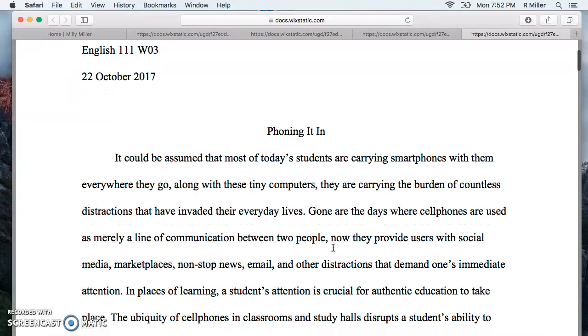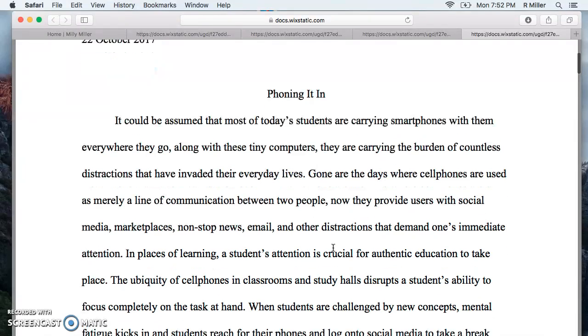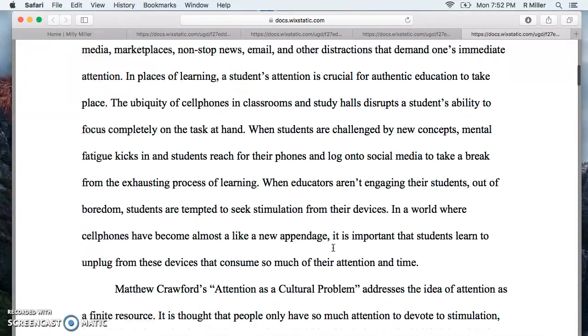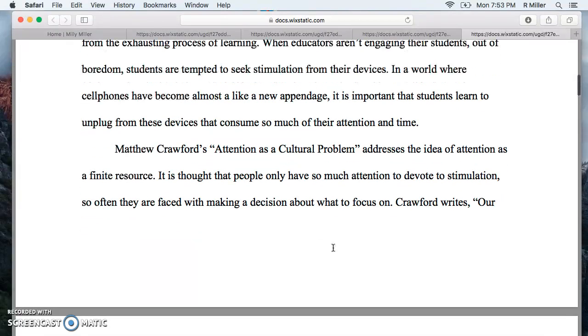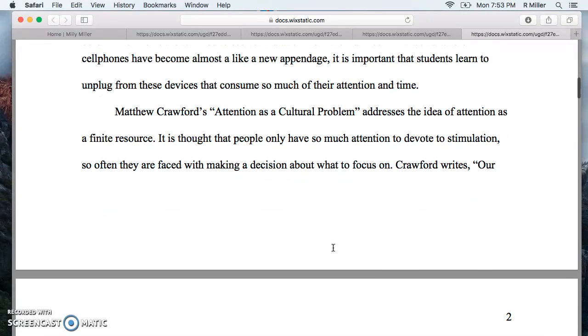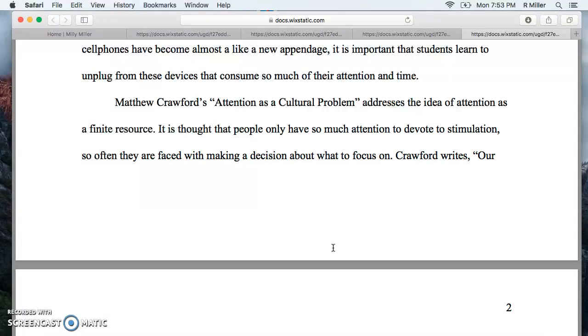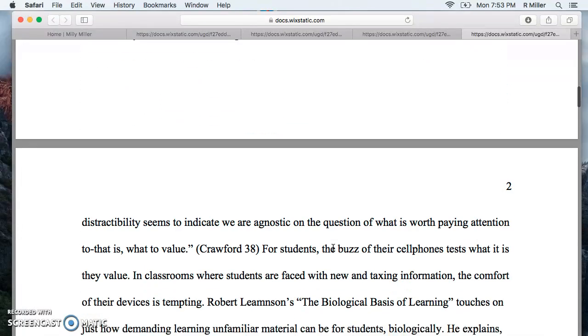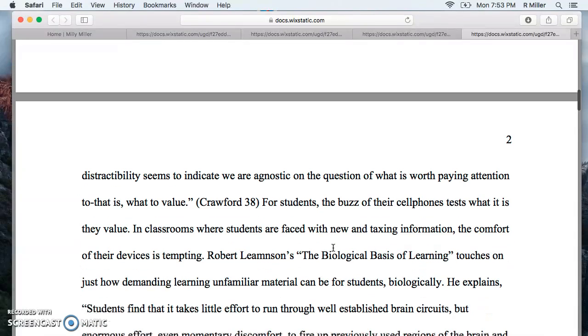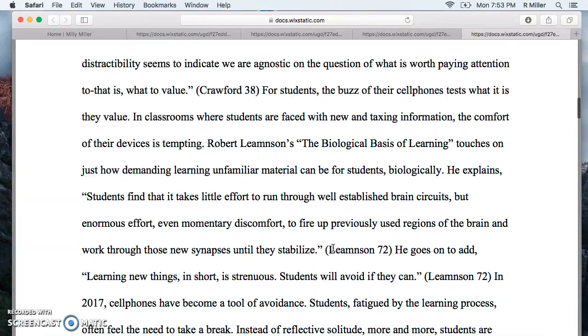So for my synthesis, I really thought I could do a good job relating Crawford and Leamson. And my mistake here was, instead of getting my authors in a complex dialogue with one another, I just basically highlighted their ideas that were similar to each other. Let me find an example.